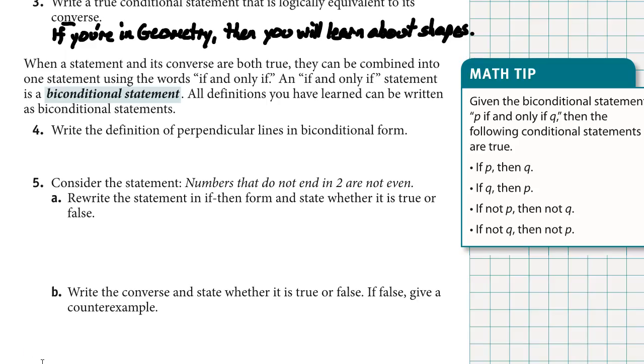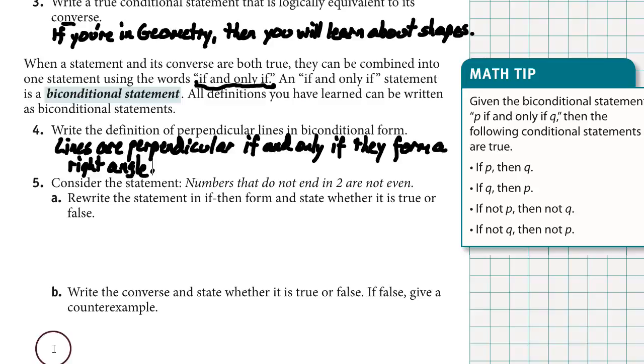When a statement and its converse are both true, they can be combined into one statement if you use the phrase if and only if in the middle of the sentence as a conjunction. This is called a biconditional statement. All the definitions of words from this year could be written as biconditional statements. For example, number 4, let's write the definition of perpendicular lines in biconditional form. Lines are perpendicular if and only if they form a right angle.